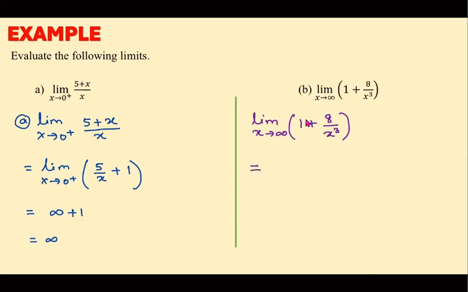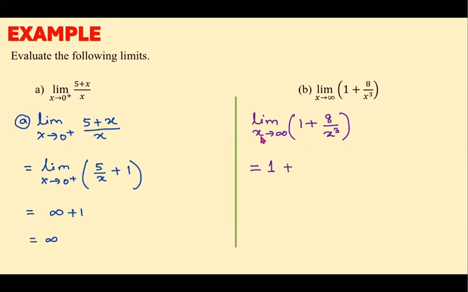First of all, the limit of the constant. The limit of 1, when x approaches infinity or x approaches any value, the limit of a constant is just that constant, which is 1.